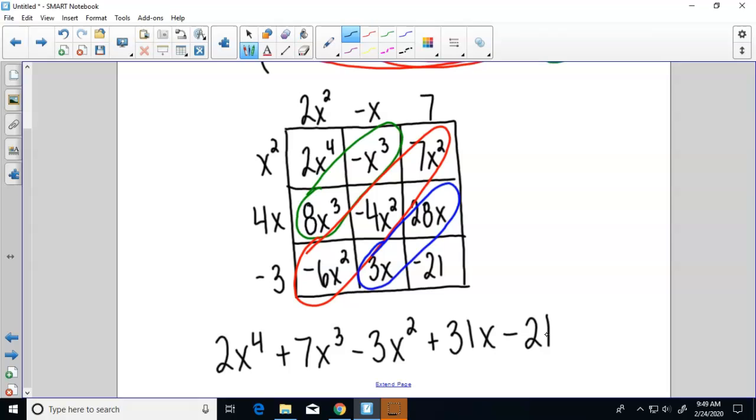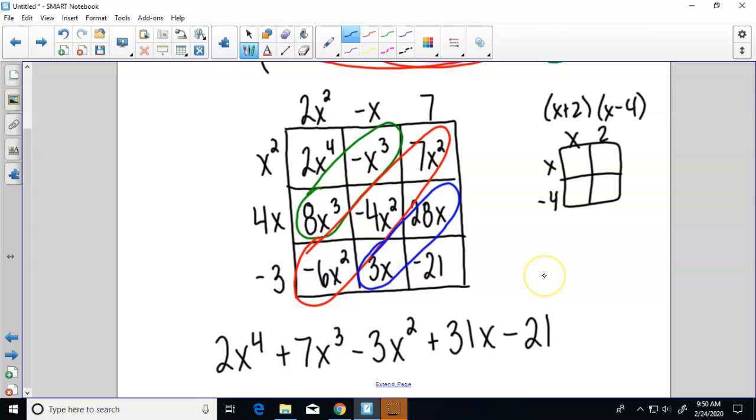You don't have to use the box at all if you don't like it. I just wanted to show it to you because for some students, it helps them keep organized. But if you don't like it, you can do what we did on the last problem. It does take longer. If I had x plus 2 times x minus 4, I could make a box like this, x, 2, x, negative 4, and I could do that. I really don't want you to use the box on that unless you absolutely have to, because it definitely takes longer. But I do want you to get them right, so if the box helps you, then that's okay.